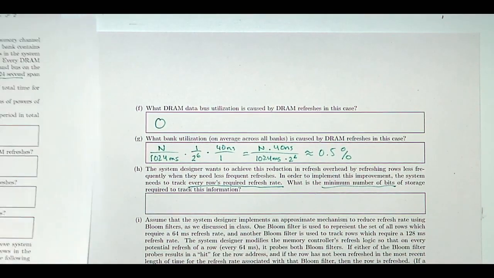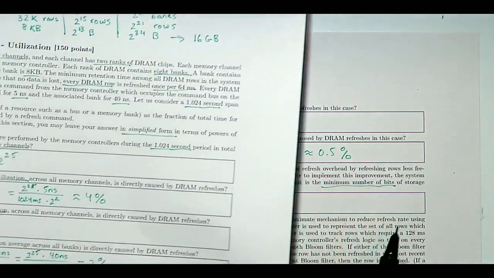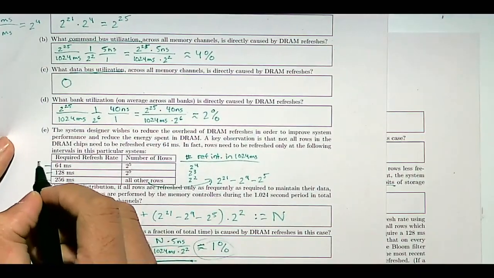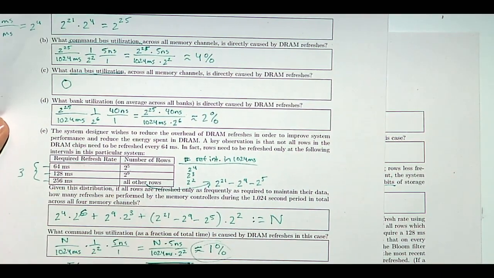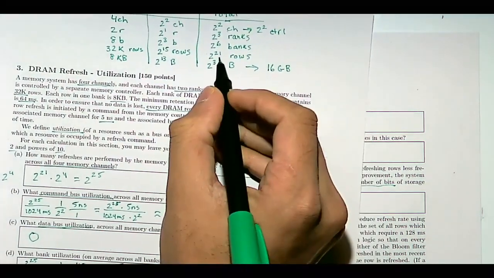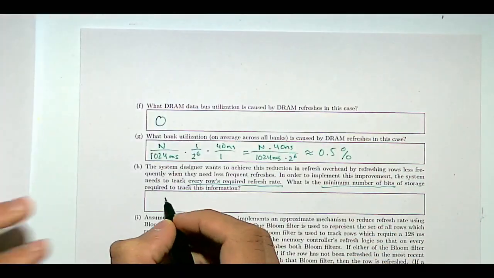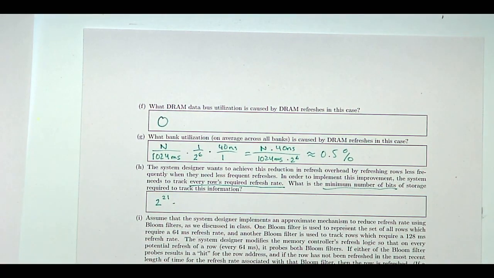So, okay, we need to track every row's required refresh rate, right? And so here are the refresh rates we're dealing with. There's exactly 3 refresh rates, which means there's 3 different states that we need to be able to identify for each row, right? And we know that there's 2 to the 21 rows, right? So we have 2 to the 21 rows times the number of bits to encode three states, right? And so that would be, sorry, yes?